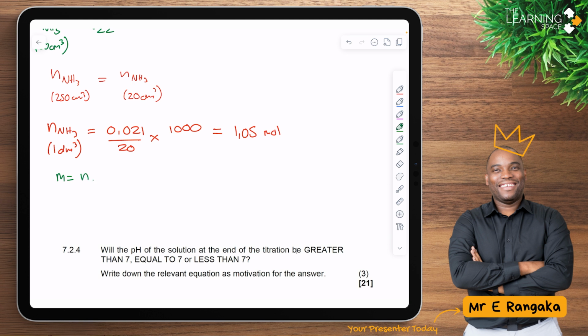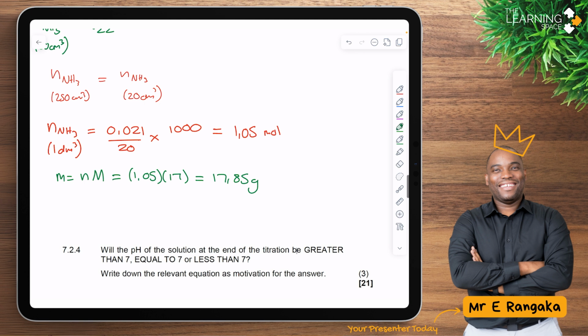Mass equals number of moles times molar mass. The number of moles we had up there, which is 1,05. The molar mass of ammonia is going to be 17, which will give us a final answer of 17,85 grams. That is how you apply this roadmap method to acids and bases questions.